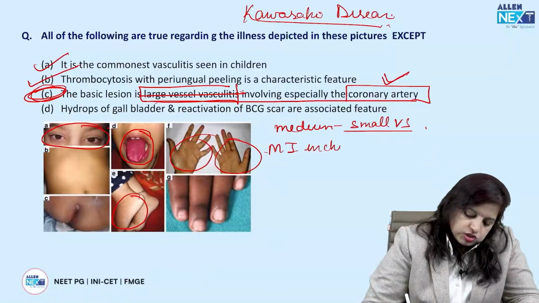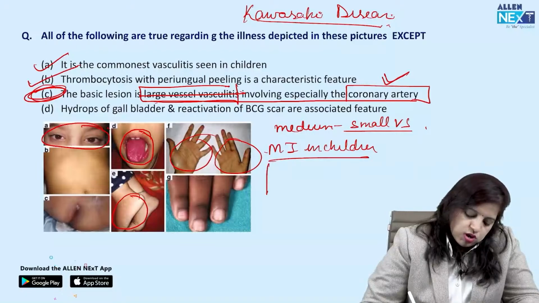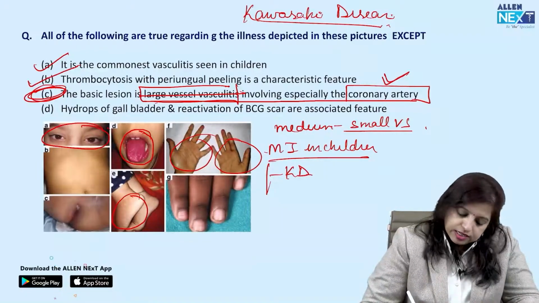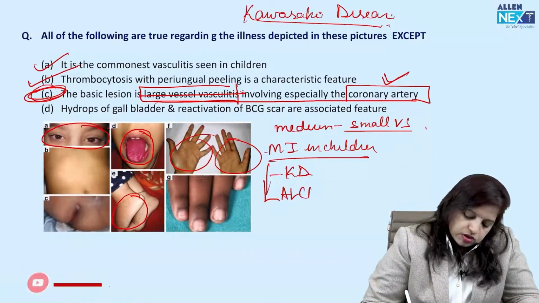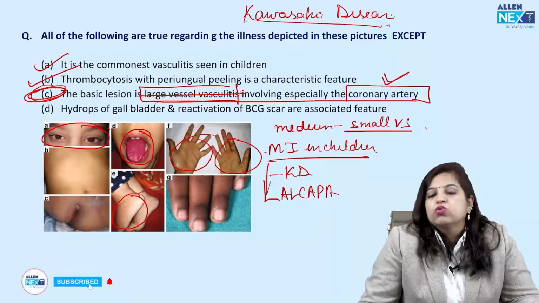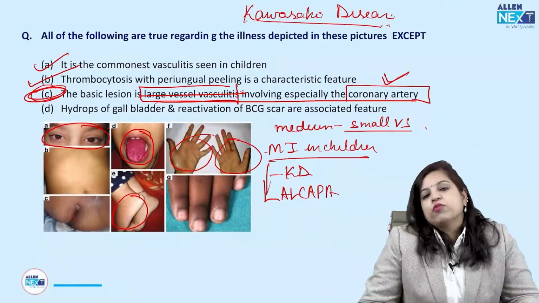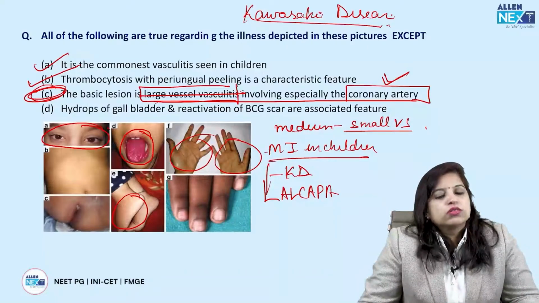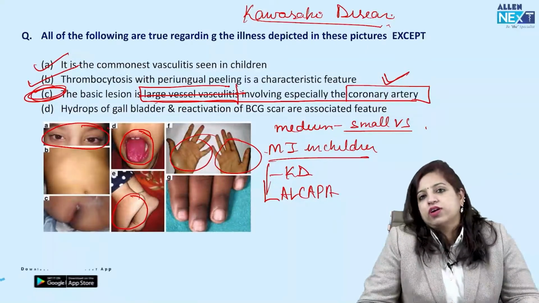Remember, MI in children, there are two reasons you should know. One is KD. KD is Kawasaki disease. Other is ALCAPA. What is ALCAPA? Anomalous origin of left coronary artery from pulmonary artery. These are two causes which can result in myocardial infarction in children.